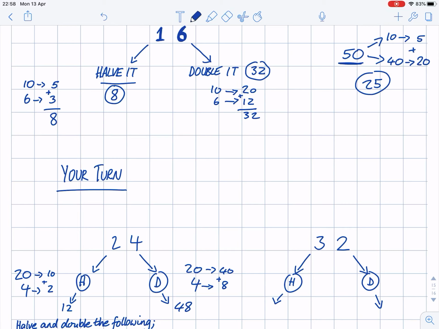So I'll give you 15 seconds to have a go now at halving 16 and at doubling 16. Sorry, just giving you the answer. It's been a long day. Halve 32 and double 32. Okay, I'll give you 15 seconds to work them out.